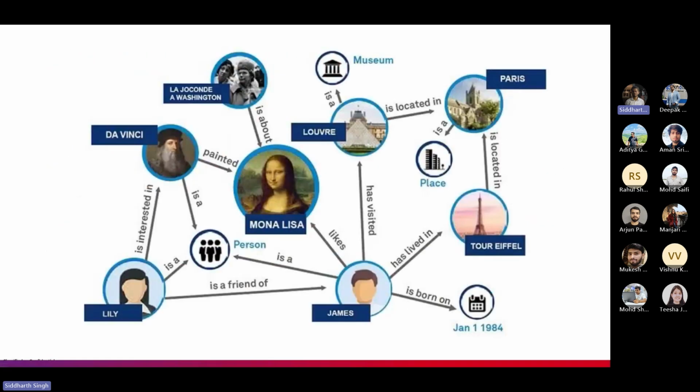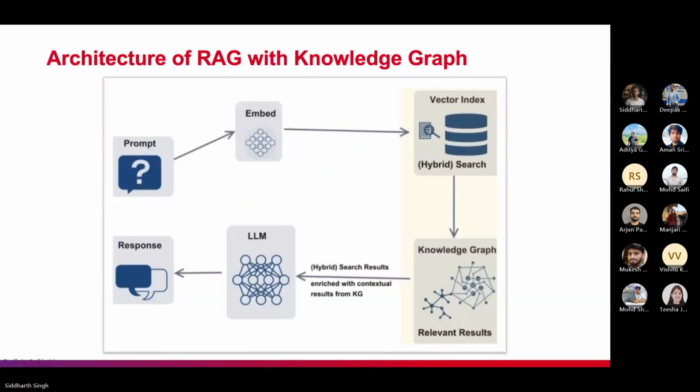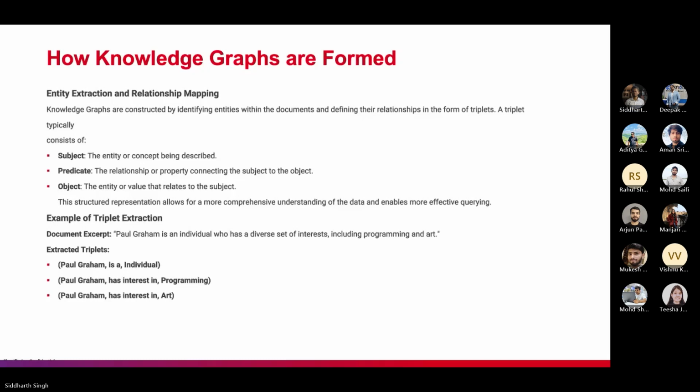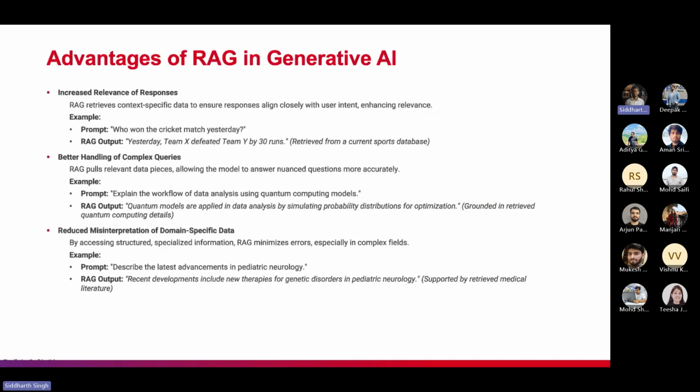Now let's talk about some key advantages of using RAG in generative AI. First, RAG increases the relevance of responses. By pulling data from context-specific sources, it ensures that answers are more aligned with what the user actually needs. For example, if someone asks who won the cricket match yesterday, RAG can retrieve up-to-date information from a web page to provide a precise answer, something a typical generative model might struggle with due to static training data.